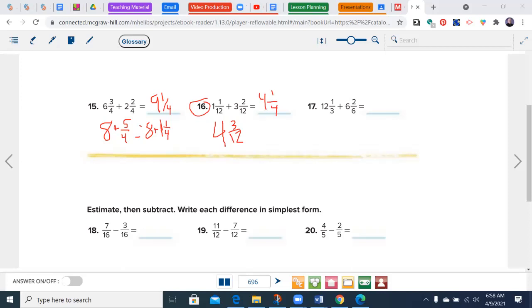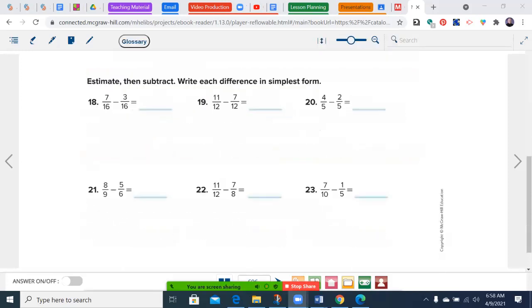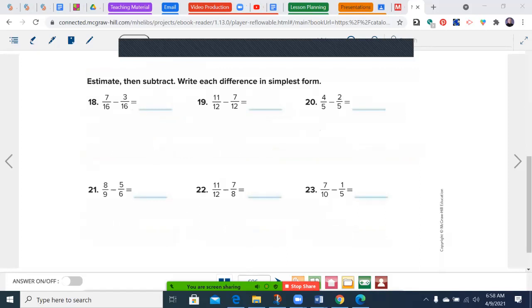All right, let's go ahead and clear and do a couple subtraction. I'll do number 18 and you'll do number 21.